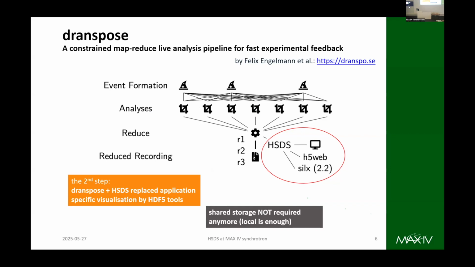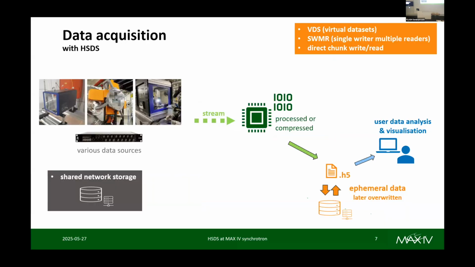And the guys, Felix and Michele, extended this idea by introducing HSDS. So we publish data into HSDS, and on the data in HSDS, we are then connecting specific visualizers, with H5Web or with Silx Viewer. Yeah, and in this step, we have gotten rid of using the shared network storage also for the other ephemeral data, and we need only local storage now for the POSIX backend of HSDS that we are using.